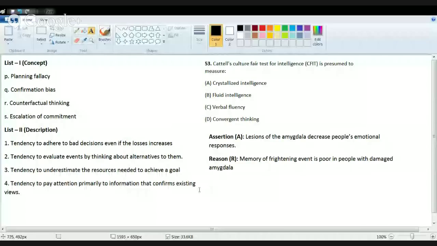Under the next set of questions, the first question is based on lists. You have two sets here and you have to match the lists. First try to understand the terms. If you understand the meaning, you will automatically be able to match the description. Now what is escalation of commitment? I'll start with escalation of commitment. For example, I'm very fond of investing in the share market. Say I invested 20,000 rupees in just a single company.